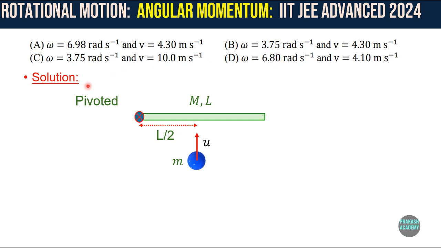So let us try to solve this problem. Now we will consider two situations. First, before collision, and then I will also consider after collision. We have two unknowns, omega and v. So you need two equations. One equation can come from angular momentum conservation and the other equation can come from elastic collision.